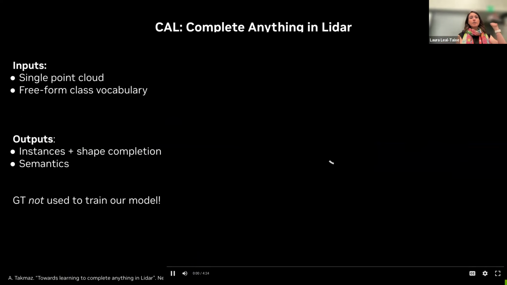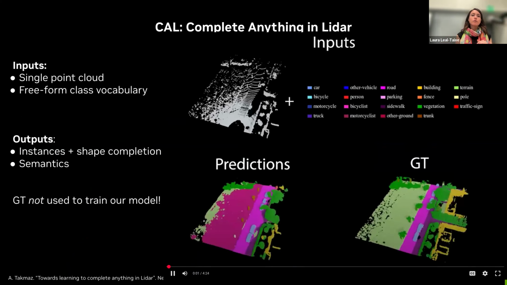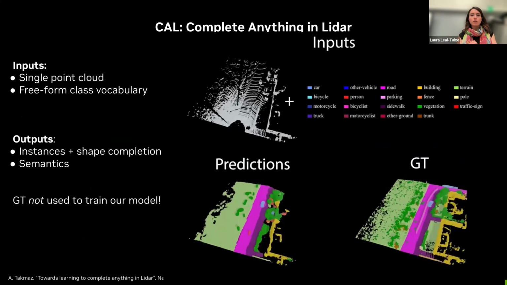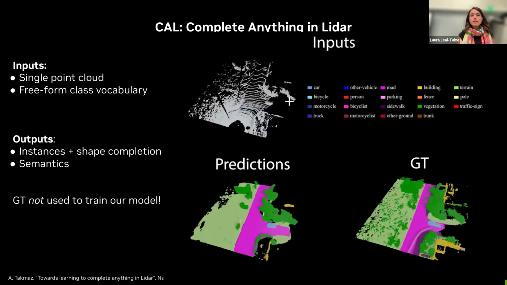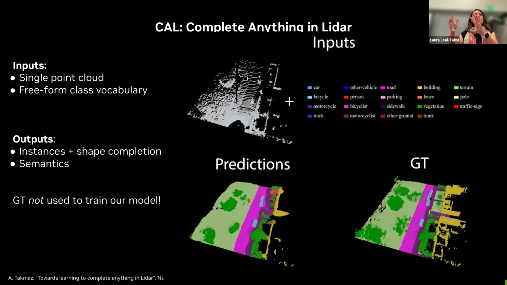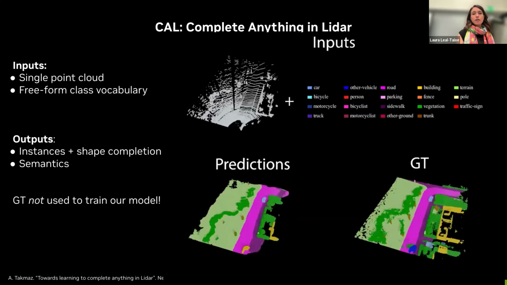And here the idea is the same, right? You take as input a single point cloud and your favorite vocabulary, and as output you get instances and semantics, but also shape completion. So you can see here how we have the outputs of the cars, which are not actually partial, but you see the full shape of the car. And the same for the trees and all the other categories.